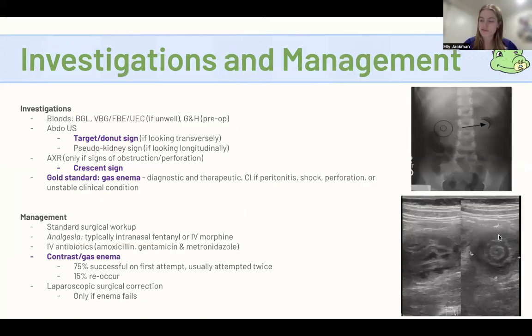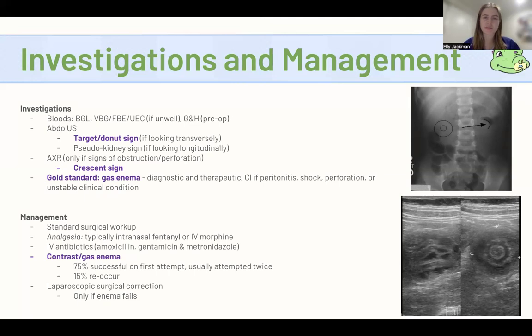In terms of investigations for intussusception, a general set of bloods, and abdominal ultrasound is your gold standard for diagnosis. The gold standard for diagnosis and management is a gas enema, but an abdominal ultrasound can pick up intussusception very well. If you're looking transversely, there is a target or donut sign, which is highlighted here. If you're looking longitudinally on the abdominal ultrasound, it's a pseudo-kidney sign. So target or donut sign is another buzzword for intussusception.